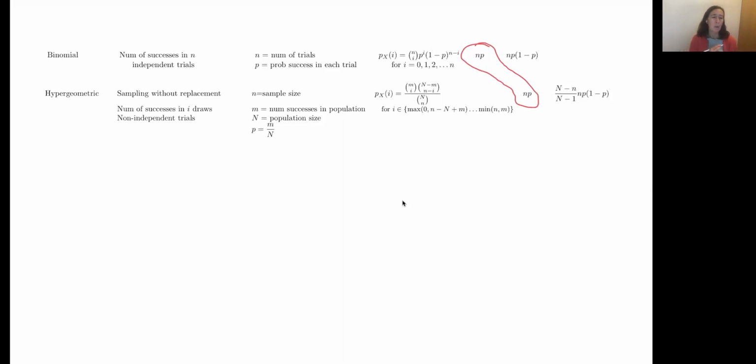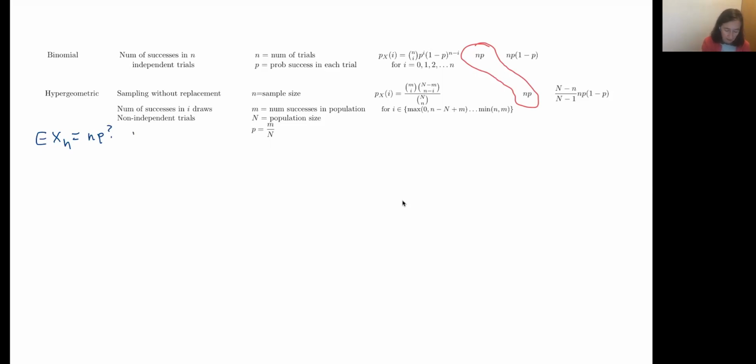And I remember thinking that was weird when I first encountered it. And you might think it's weird too. So let's just convince ourselves that it's really true. Okay, is it really the case that the expected value of this hypergeometric random variable equals np? I'm not going to do a general proof, but I'm going to show you in the context of an example that I think will be pretty convincing.